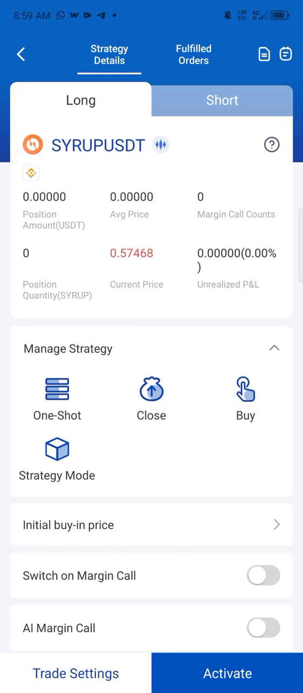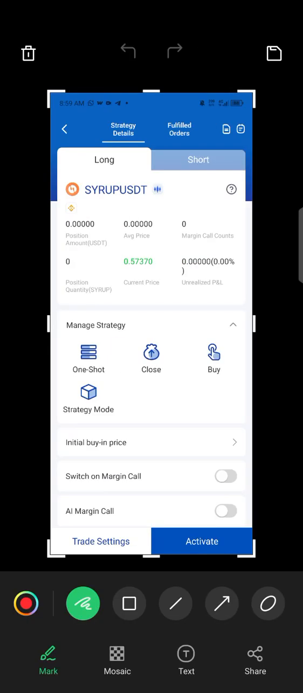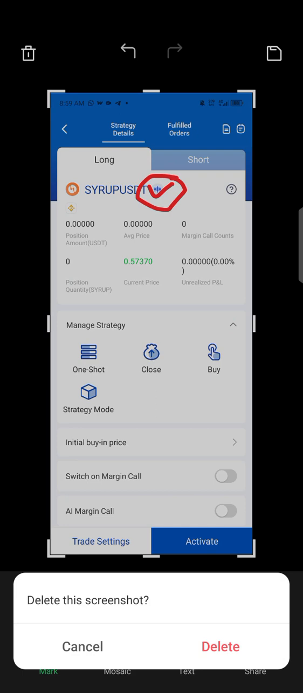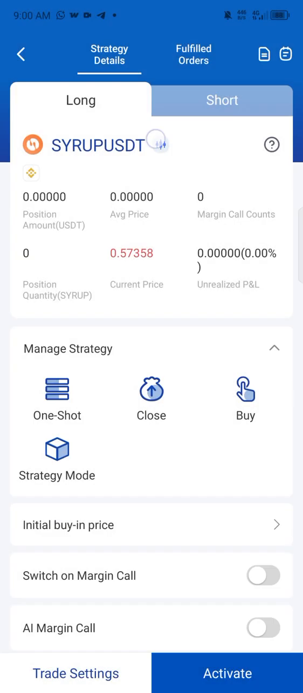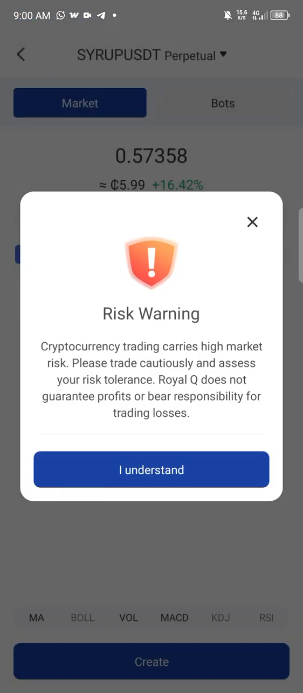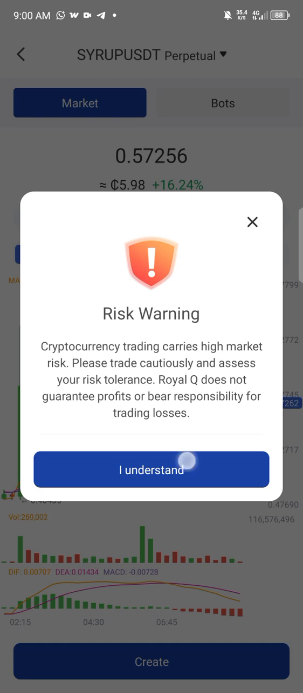After I select the coin, I'll hit this small signal here, which is a histogram at the top. I'll click on this one, right? And then it will take me into the analysis of the coin so that I can see. It says a risk warning. So I understand.